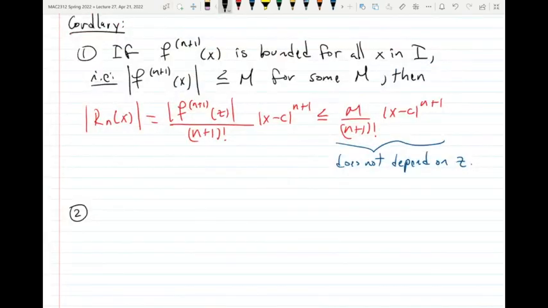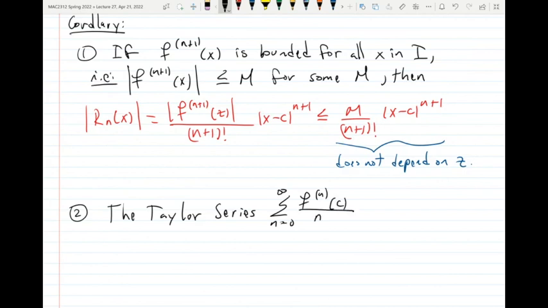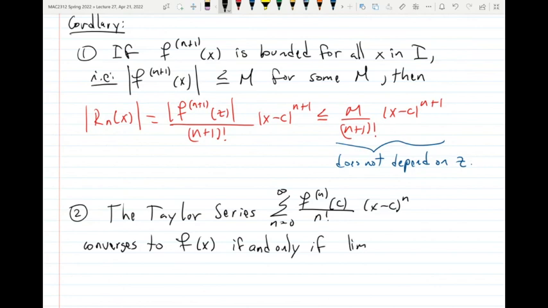So let's write that down. The Taylor series, sum from 0 to infinity, of x minus c to the n. So this converges to the function itself if and only if the limit as n approaches infinity of Rn equals 0. Okay?